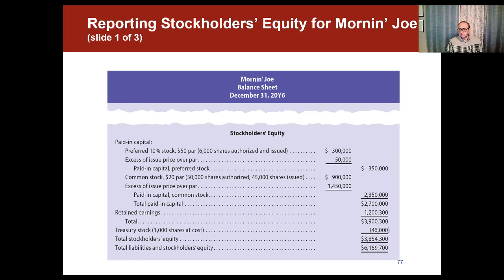This is how the stockholders' equity would look on a balance sheet for Morning Joe. As you can tell from the way it's presented here, they used method 1 because we have the preferred stock and its related excess of issue price over par. Same thing for common stock with its excess of issue price over par. And then we have the paid-in capital for the common stock, and then we have the total paid-in capital calculated here. Then we have the retained earnings. Then we have the treasury stock subtracted.